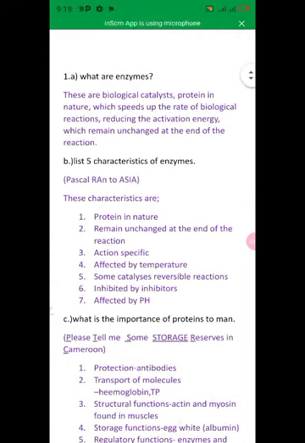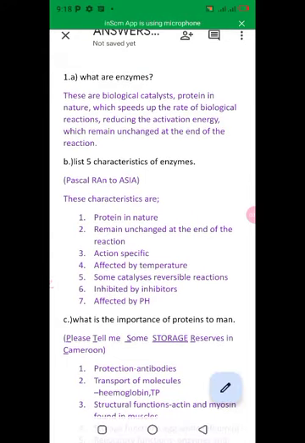A catalyst itself is any substance that aids in speeding up a reaction, like reducing the time taken for a product to be formed in a given reaction. So for the next question, we are going to be talking about the characteristics of an enzyme, and it is asking us to give 5 characteristics of an enzyme.